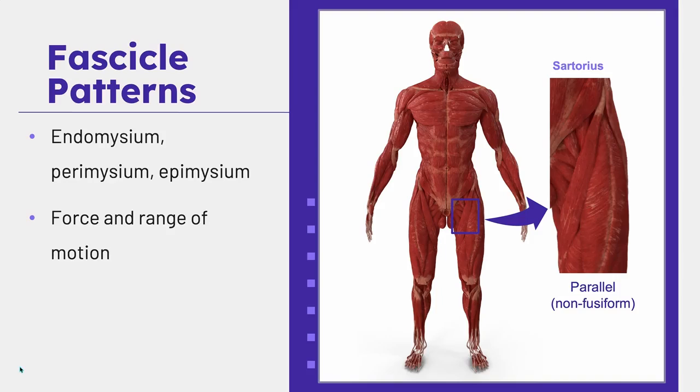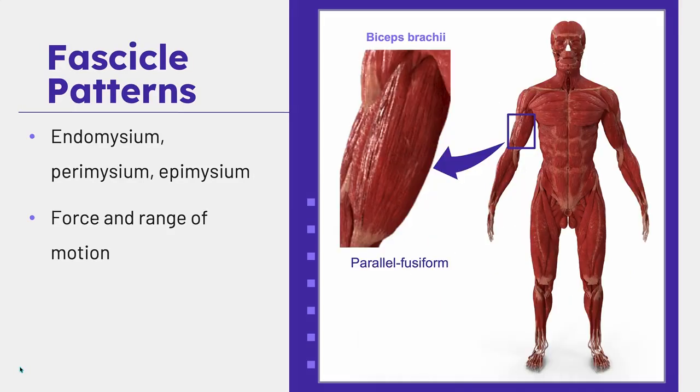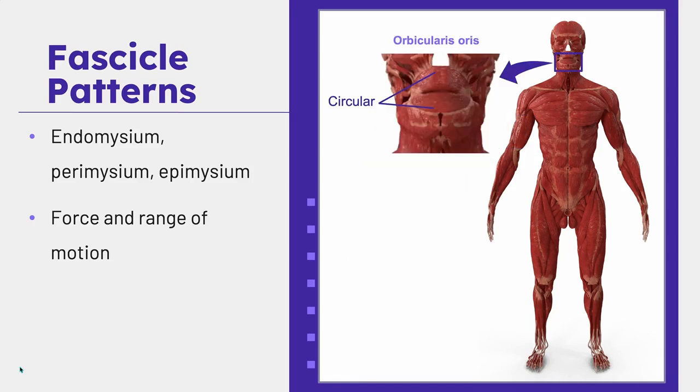There are several common fascicle patterns in skeletal muscle as shown here. Parallel muscle fascicles are arranged, you guessed it, in parallel. This is the most common fascicle arrangement. If the muscle is parallel but plump in the middle with a large belly, we call it a fusiform muscle. Some fascicles are arranged in a circle as circular muscles. These are also called sphincters. Contraction of these muscles narrows an opening.